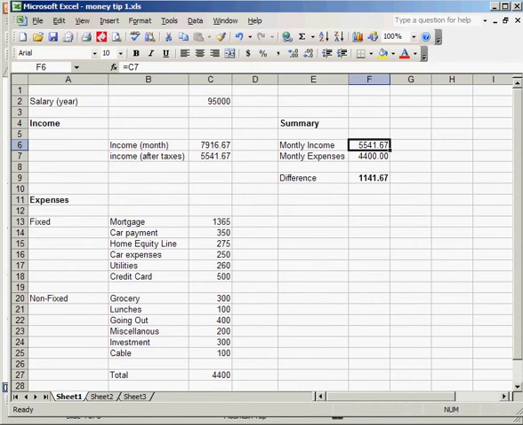Now notice here I already have a summary. Let me just go ahead and quickly show you how I did this. I essentially copied the column from C7, which is the one highlighted, which is 5541, and here I simply copied the column which is C27, which, by the way, C27 is the sum of all my expenses.